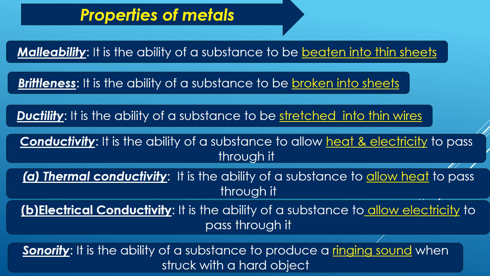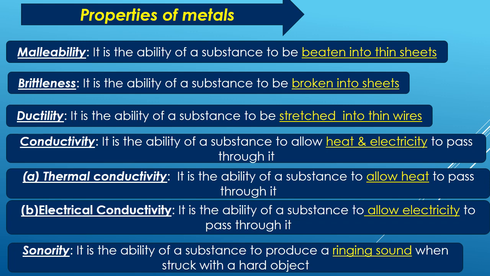Then sonority. Sonority is the ability of a substance to produce a ringing sound when struck with a hard object. This means when the particular element that is sonorous in nature is dropped from a slight height, then it will produce a ringing sound. A sound will be produced. Now, based on these properties, the elements are classified into metals and non-metals.